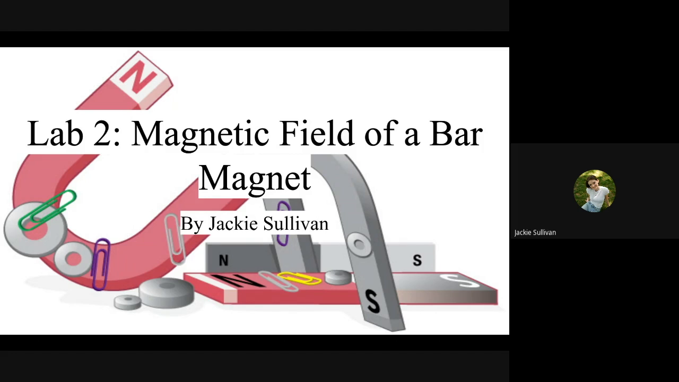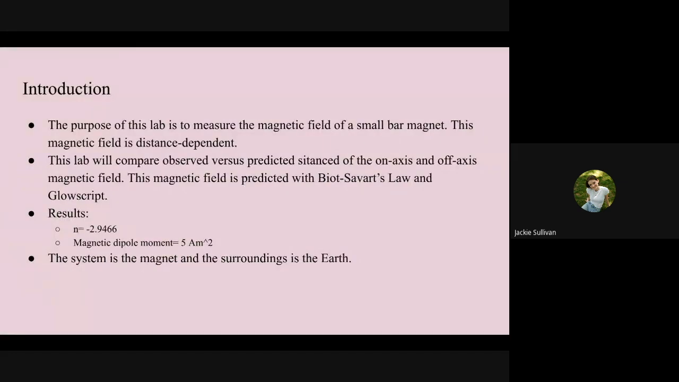Hi, I'm Jackie Sullivan, and this is my video lab report for Lab 2, the magnetic field of a bar magnet. The goal of this lab was to experimentally measure the magnetic field produced by a bar magnet and to compare that field to the predicted behavior using the law that we learned in class. I can't pronounce the name of this law, so I'm not going to try.